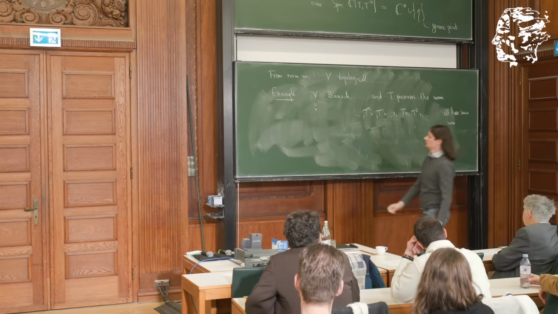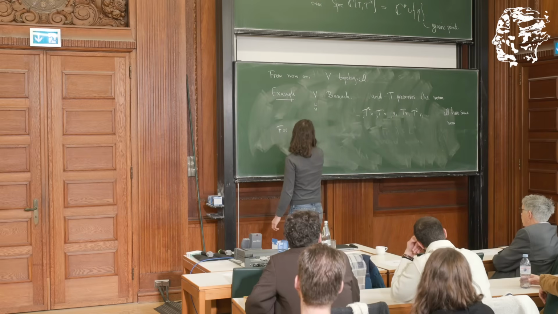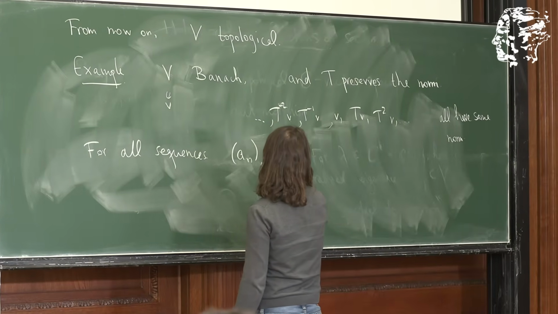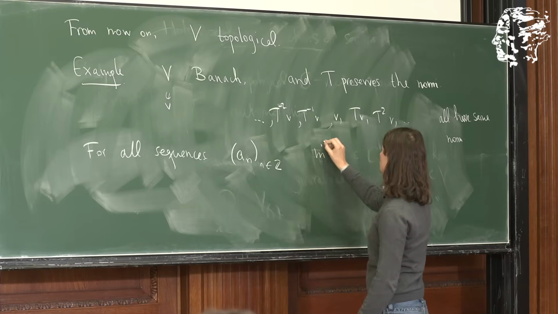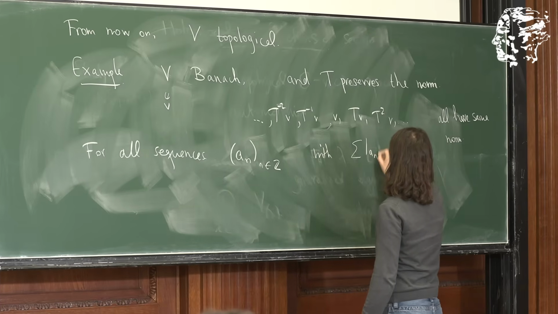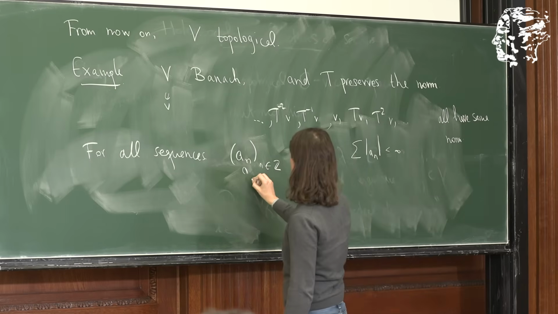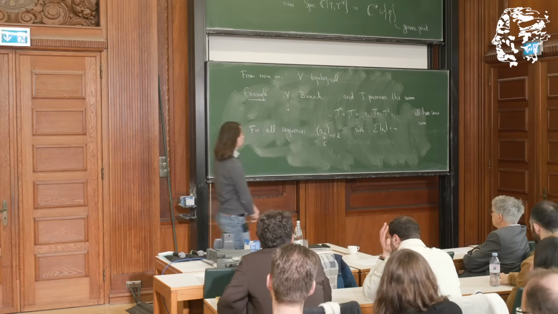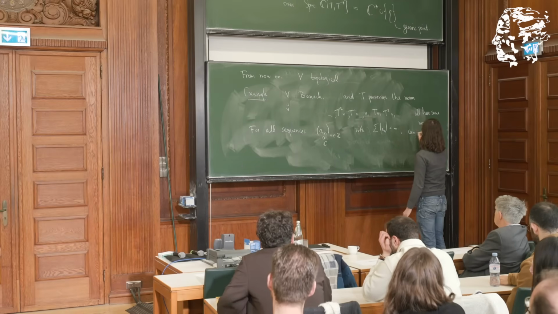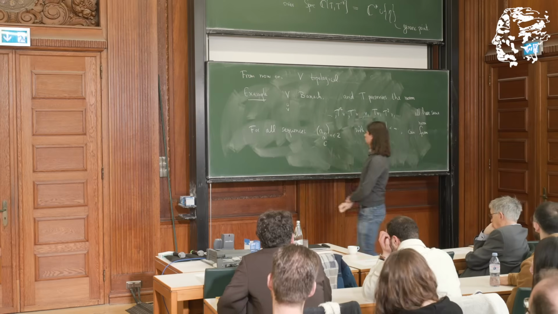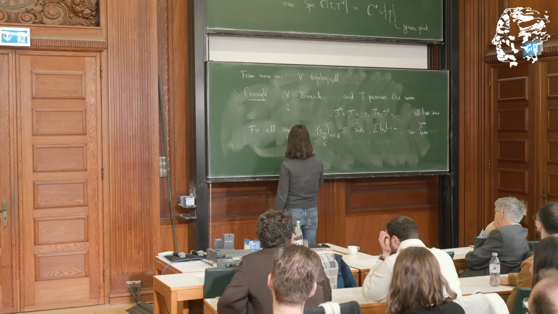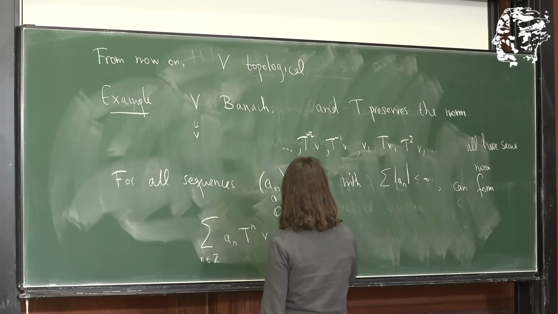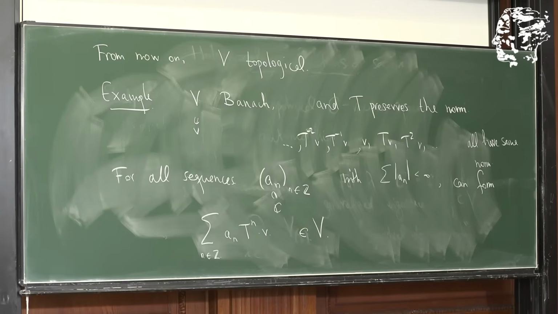Which kinds of infinite sums? Well, for all sequences, or bisequences, a_n, where n is in Z, which are summable, so these a_n are complex numbers, we can also form the sum of a_n times T^n v, and produce a new vector inside of V.